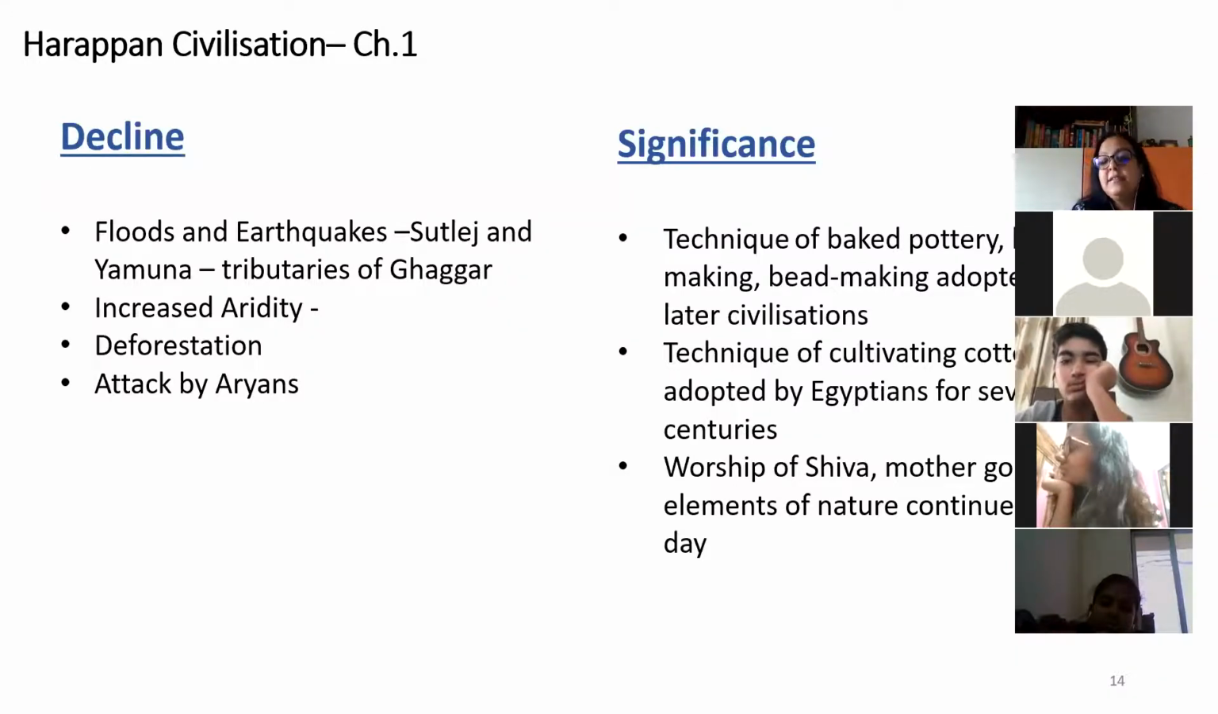Attack by Aryans. Now this is also one reason. The Aryan race came from Central Asia. Central Asia is all those areas like Russia.